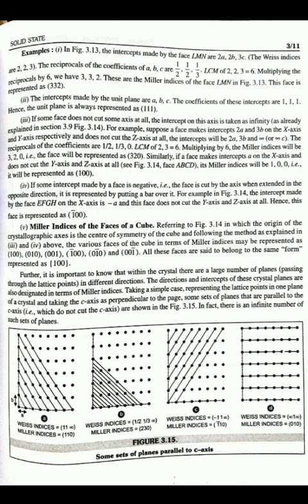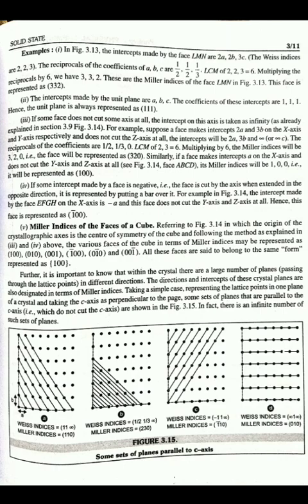Fourth, if some intercept made by a face is negative, that is, the face is cut by the axis when extended in the opposite direction, it is represented by putting a bar over it. For example, in the figure, the intercept made by the face EFGH on the x-axis is minus a, and this face does not cut the y-axis and z-axis at all. Hence, this face is represented as (1 bar 0 0).